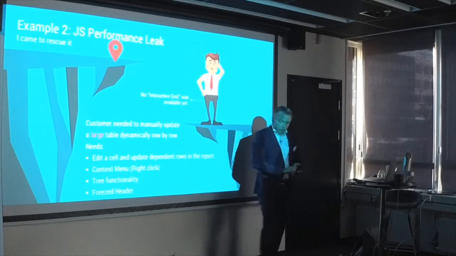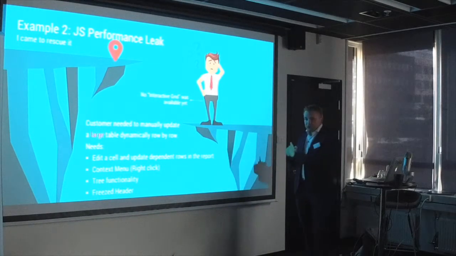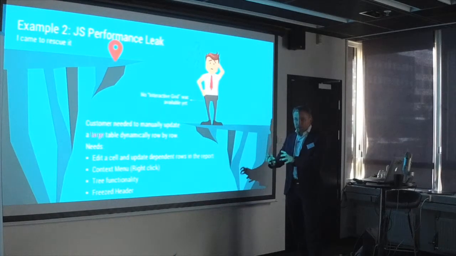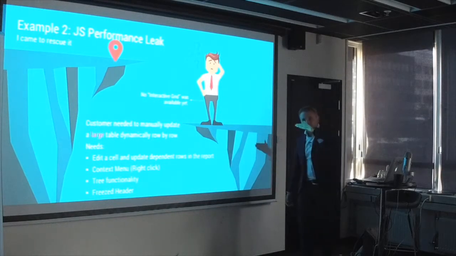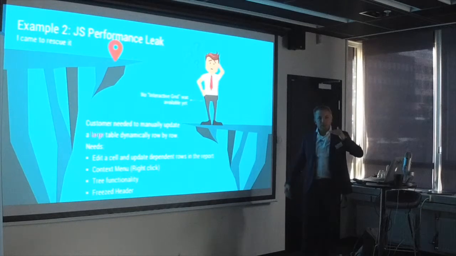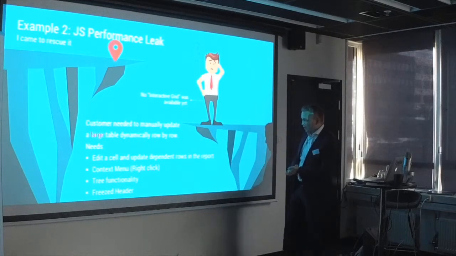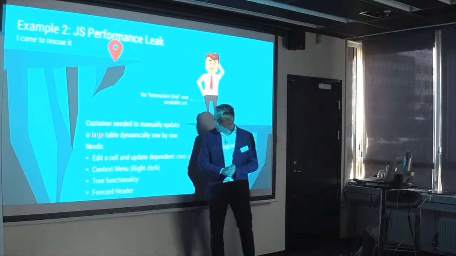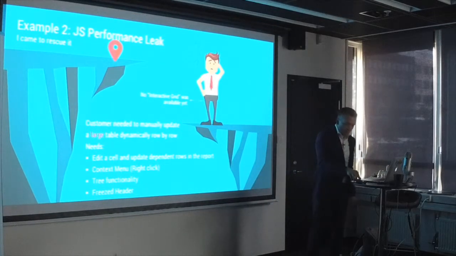But the task to solve was, we have this big report. Every cell, I mean, there were a few columns, and those columns should be edited. When I edit a cell, save the information towards the database. And if I do it, for example, on row 1, in row 10 was a dependency towards row 1, so I had to update row 10 as well as row 1. So this was one complexity. Then I had a context menu, some tree functionality inside the report, and some freeze header.